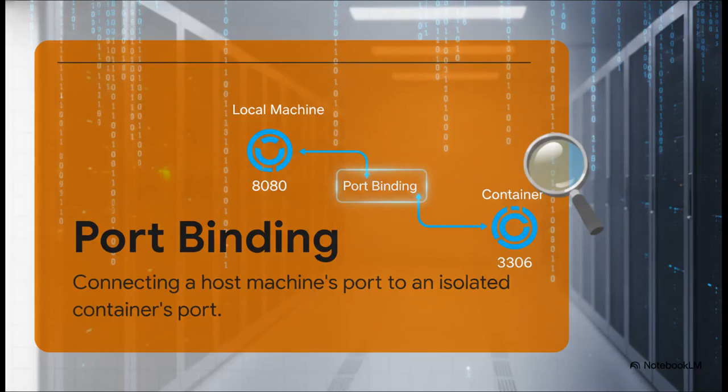Now, because containers have their own completely isolated file systems and network ports, we do hit a tiny hurdle. How do we actually talk to an app running inside a container from our regular web browser? Well, we use something called port binding. This basically just routes traffic from our local computer directly into the running container. So, for example, you might route your local port 8080 straight to the container's internal port 3306.